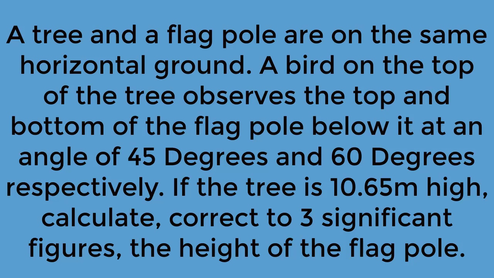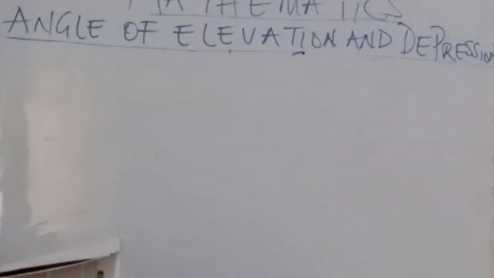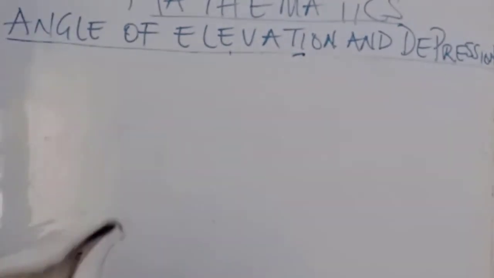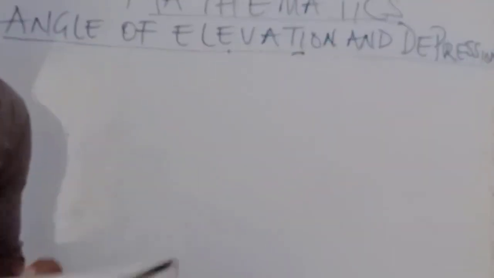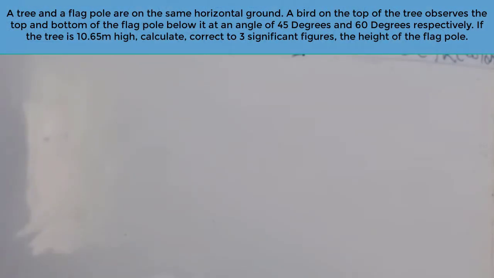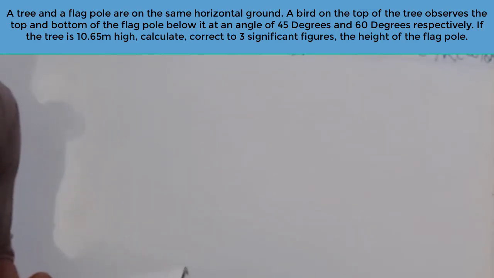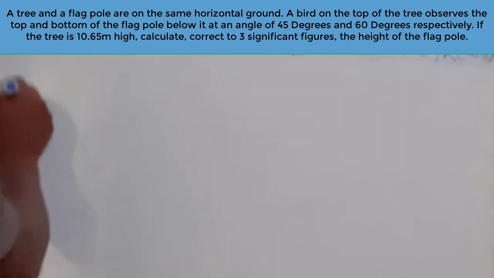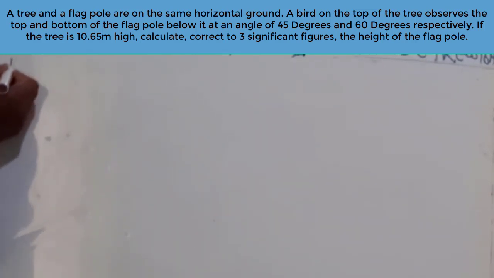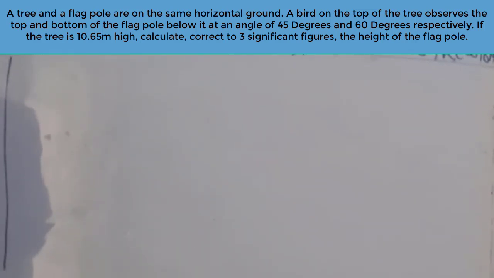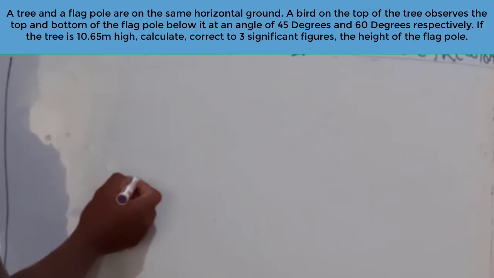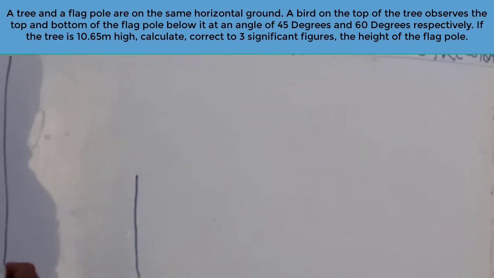All right. Remember that before you solve, you must put it in form of a diagram. They mentioned the tree and the flagpole, and they said that the bird is on top of the tree. Of course, common sense tells you that the tree is going to be taller than the flagpole. Now, if I use this to represent my tree, and I use this to represent my flagpole, this is the distance between the tree and the flagpole.